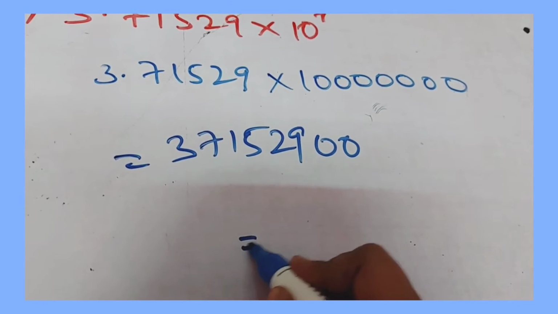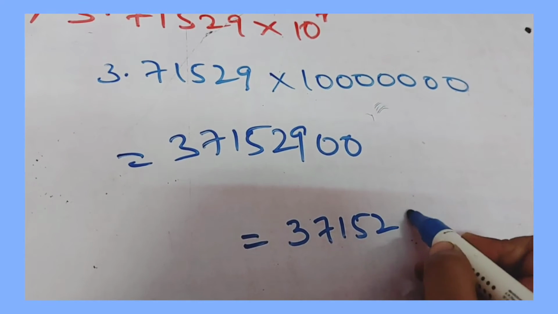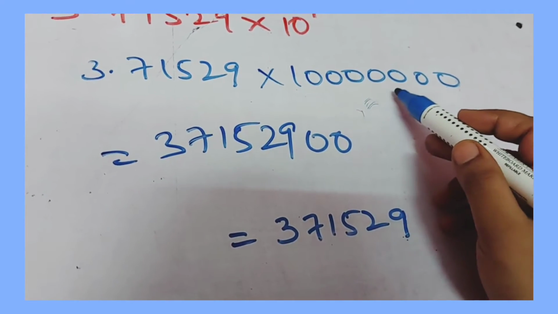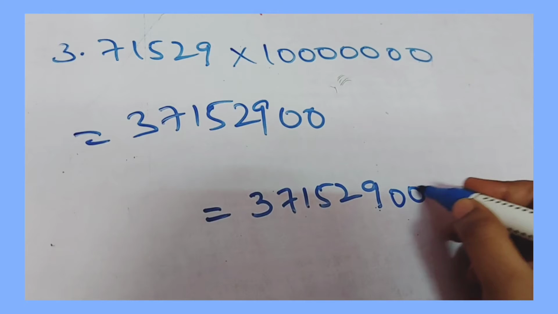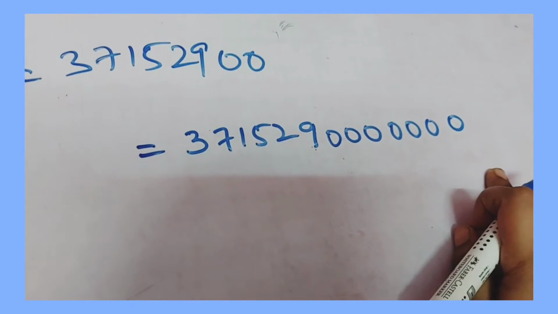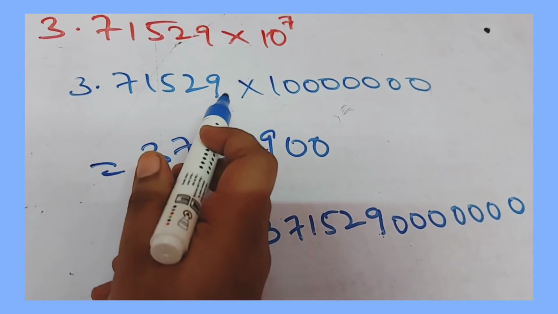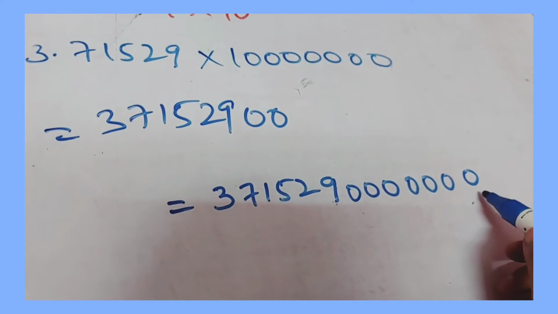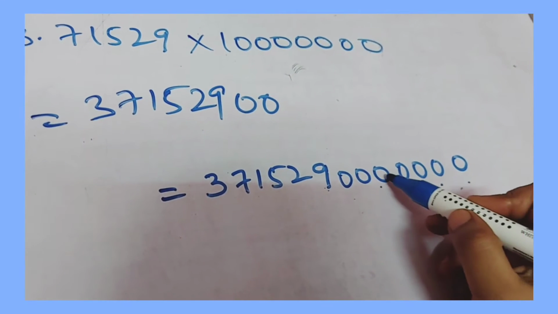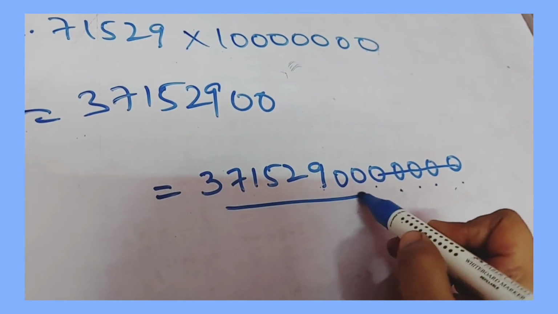What you have to do, you take 3, 7, 1, 5, 2, 9. This number you take, and you take all the zeros. 1, 2, 3, 4, 5, 6, 7 zeros. These zeros you take. Now what you have to do, after the point, how many numbers are there? 1, 2, 3, 4, 5. 5 numbers are there. So you cut these zeros and you take this number.